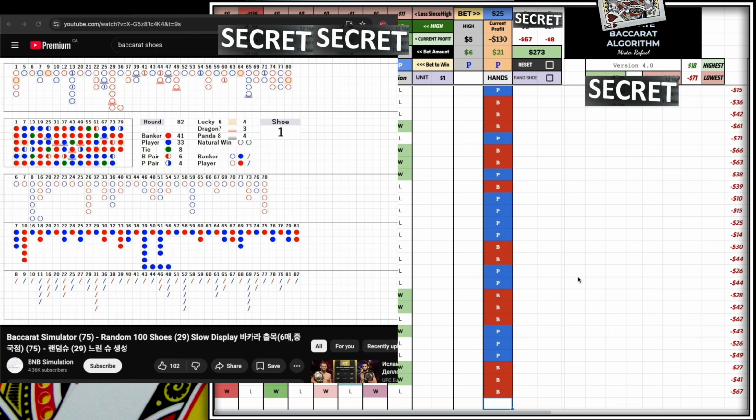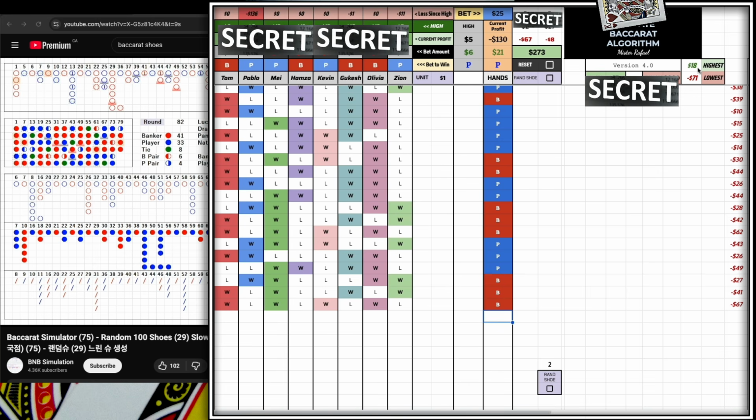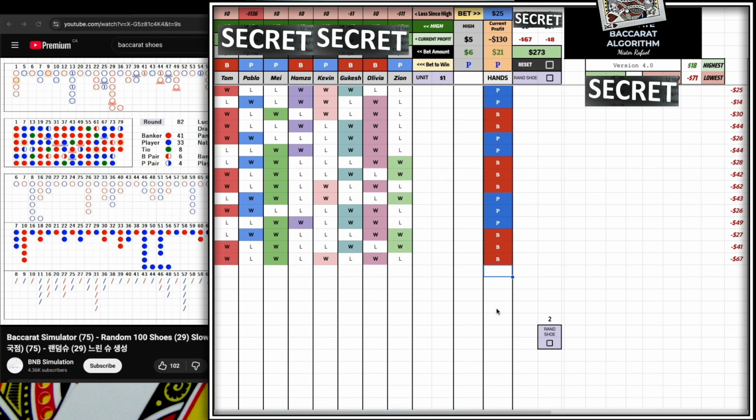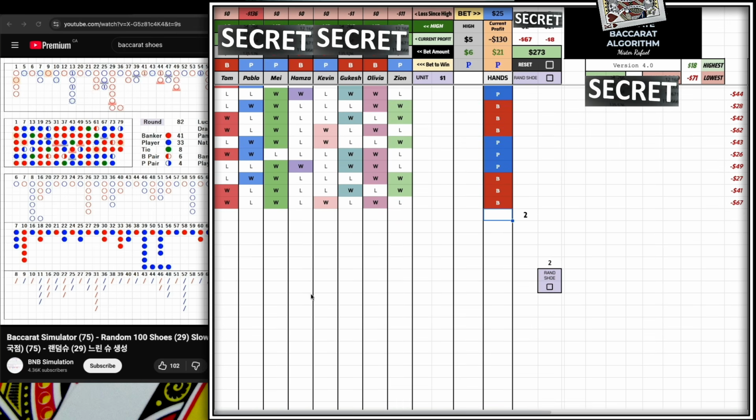All right, that is shoe number 1. Highest profit was $18. Our biggest drawdown was $71, and we're currently sitting at minus $67. Next bet is $25 on player. Like I said, most of the time it needs 2 shoes to get to the win goal. On occasion, 3 shoes. So, all right, let's go to shoe number 2. Actually, I'm going to type in a 2 here so you guys know where shoe number 2 started from in case you want to keep track.